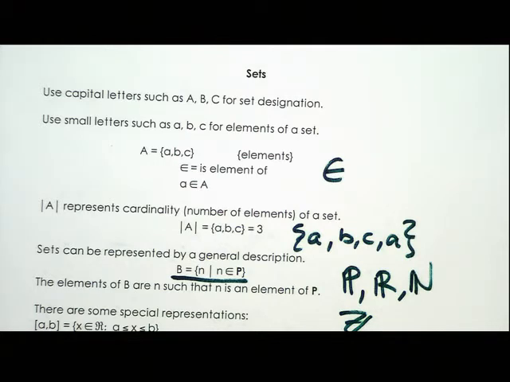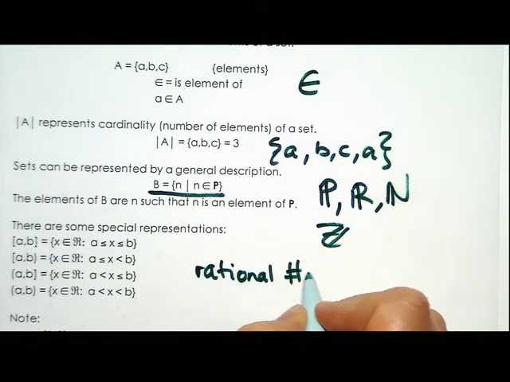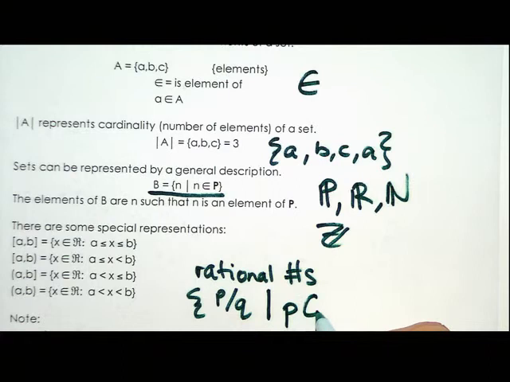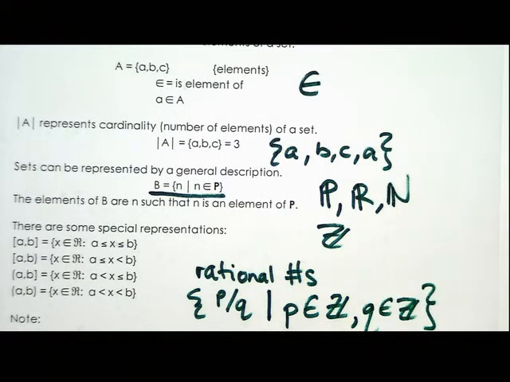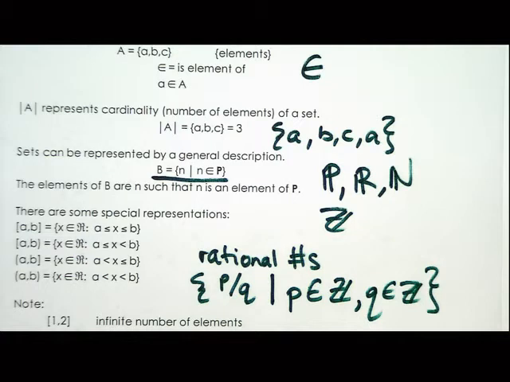Has anybody ever heard of rational numbers? That's right. Rational numbers can be represented as ratios of integers. So how would we write the set of rational numbers? I would write it something like P over Q, where P is in Z and Q is in Z. So that is the set of rational numbers.